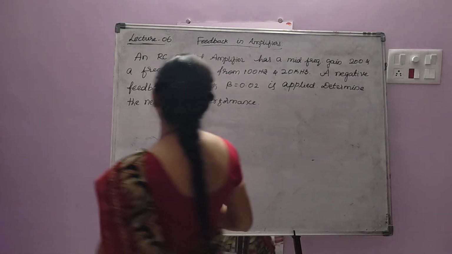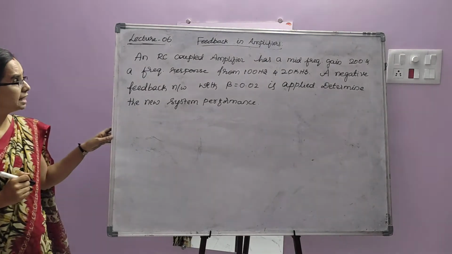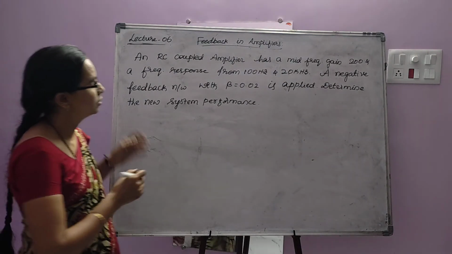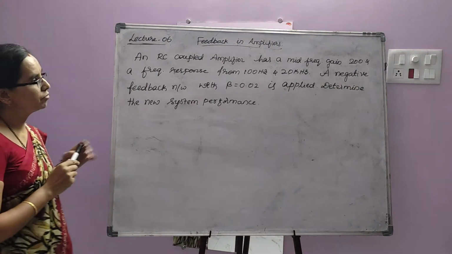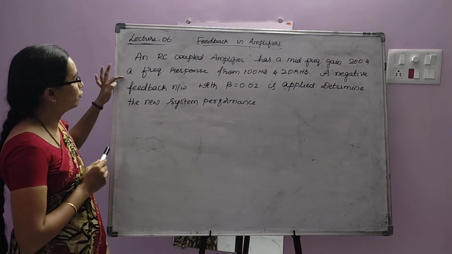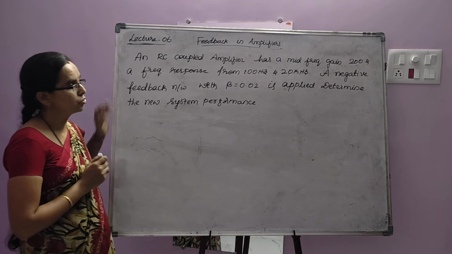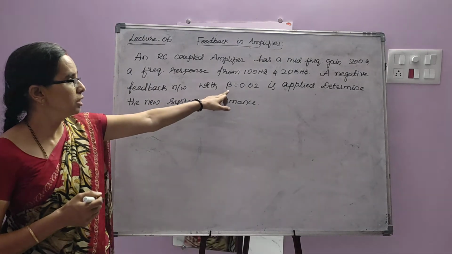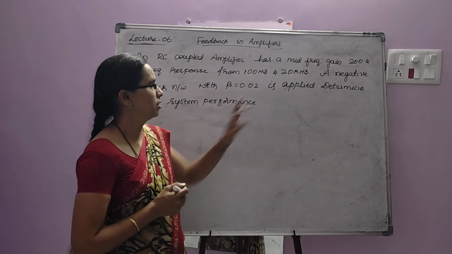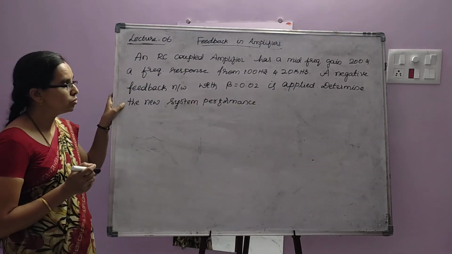Okay, with the next problem, it is the RC coupled amplifier. The RC coupled amplifier has a mid-frequency gain of 200 and a frequency response from 100 Hz to 20 kHz. A negative feedback network with 0.02 feedback factor is applied. Determine the new system performance.